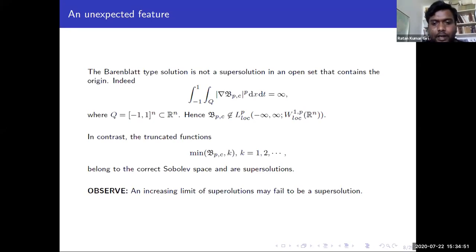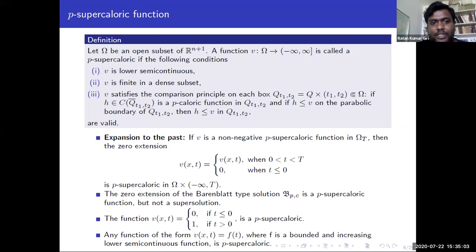Now the question is: what is the class of functions which is closed under this increasing convergence? The answer is the supercaloric functions. A function g is said to be supercaloric if it is lower semi-continuous in a subset, and it obeys the parabolic comparison principle in each space-time box. If you think about the elliptic case, this class of functions are known as superharmonic functions, and as we know that any straight line is harmonic, so the comparison principle tells us that this superharmonic class of functions looks like convex functions. And one important observation here is that this supercaloric function does not actually belong to a parabolic Sobolev space. But the only connection with the PDE is through this comparison.